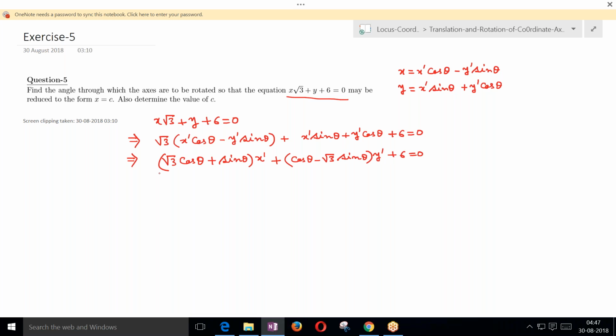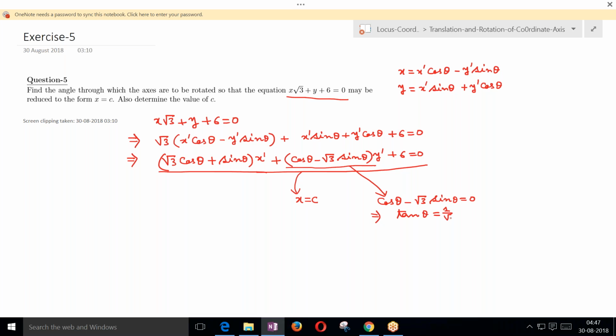Now, this entire equation has to be in the form of x equal to c. That means x dash equal to c, so the coefficient of y dash has to be 0, isn't it? So cos theta minus root 3 into sin theta has to be equal to 0. So what we get is tan theta is equal to 1 by root 3.